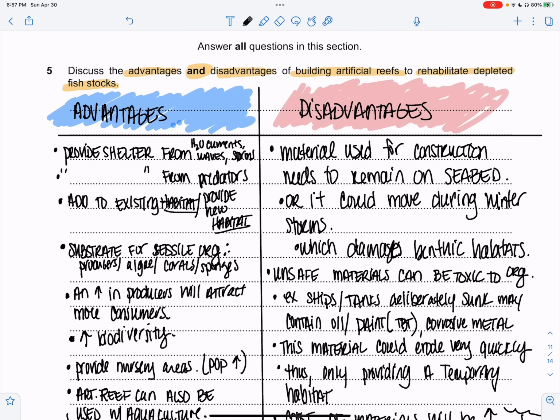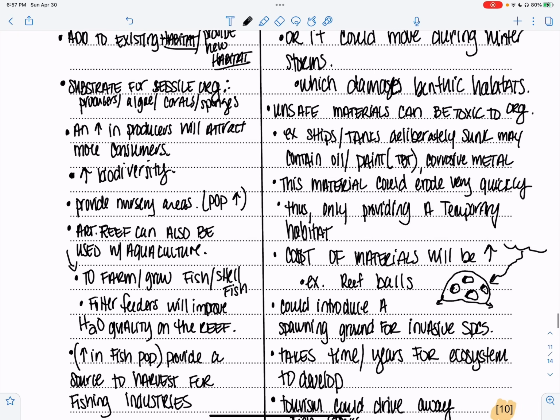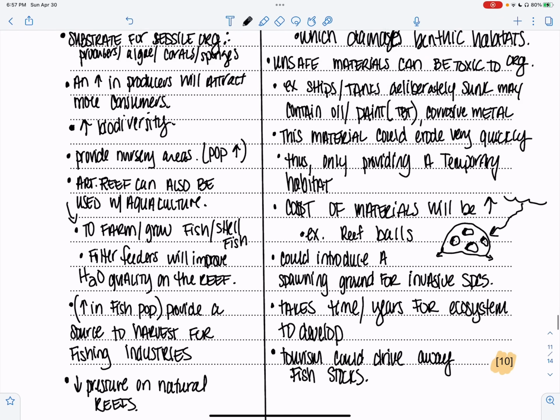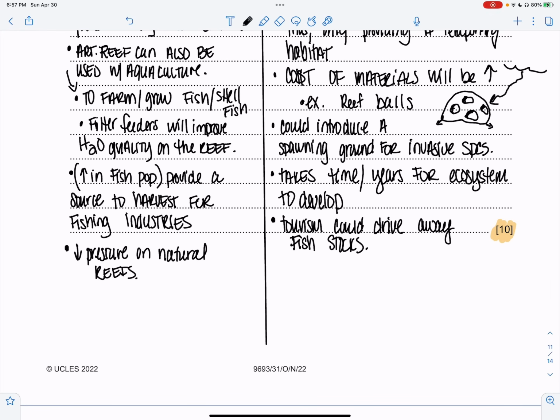Something else maybe that you could include for disadvantages, you probably need to introduce some legislation or some restrictions on when people are allowed to fish there and if they are allowed to fish there and when.